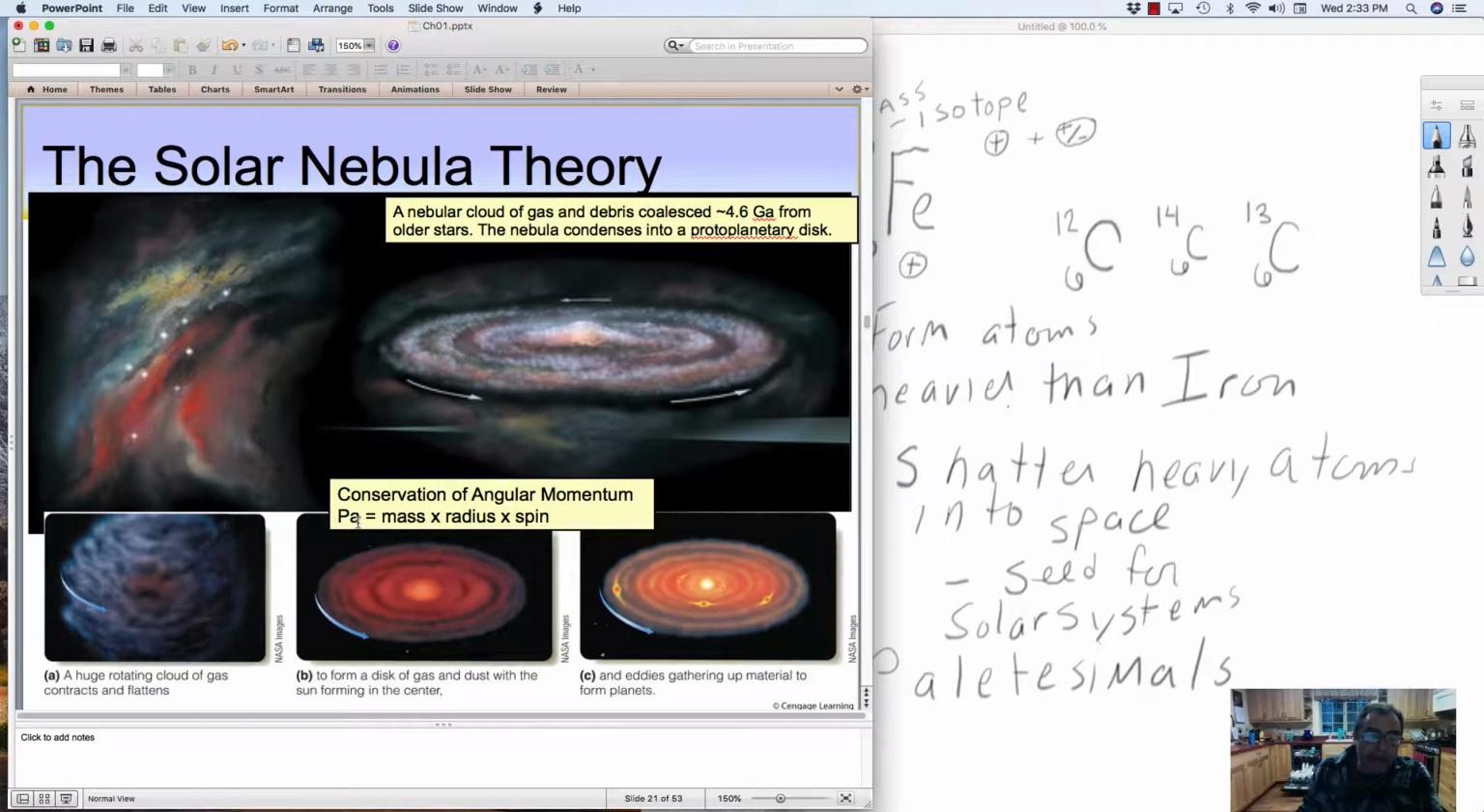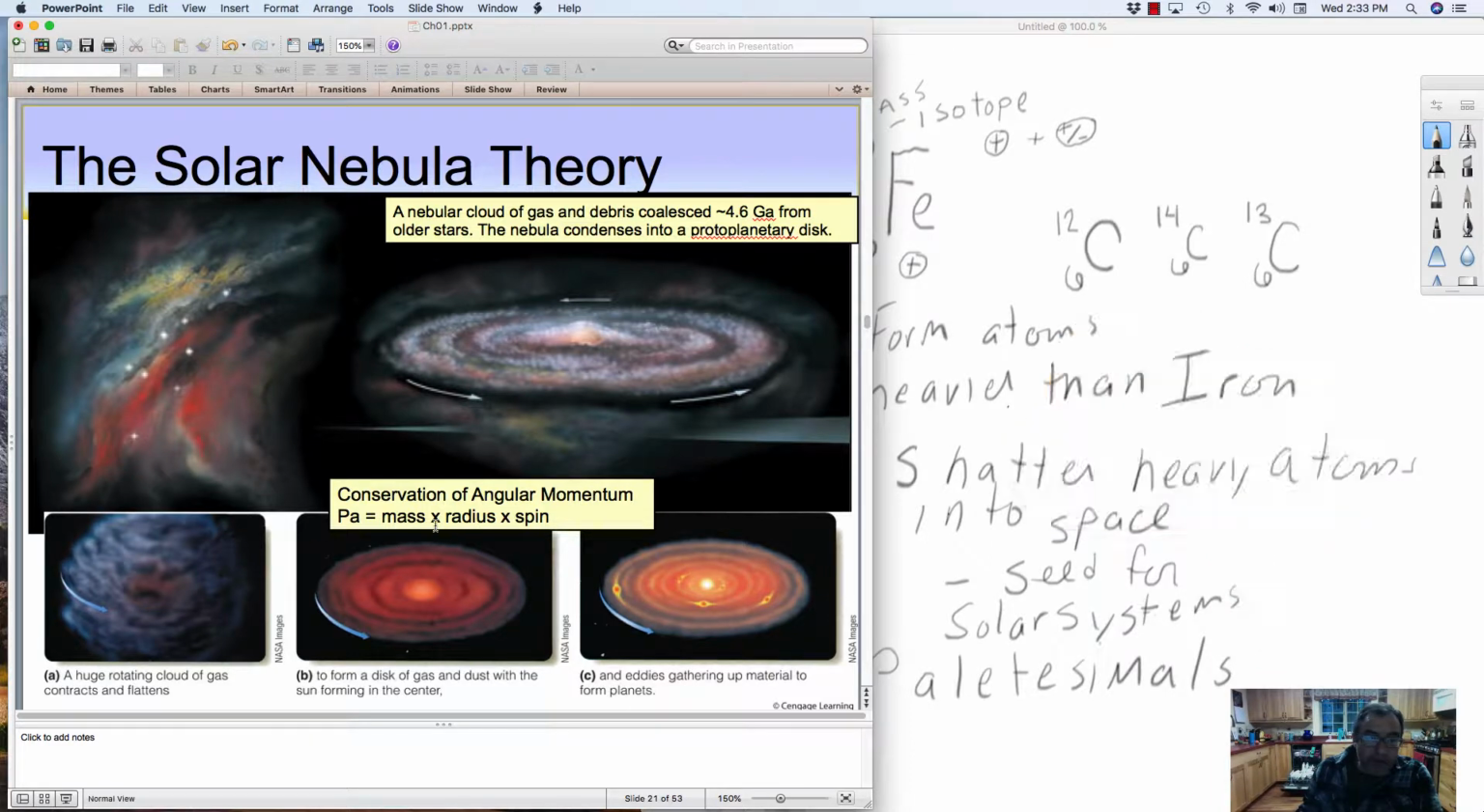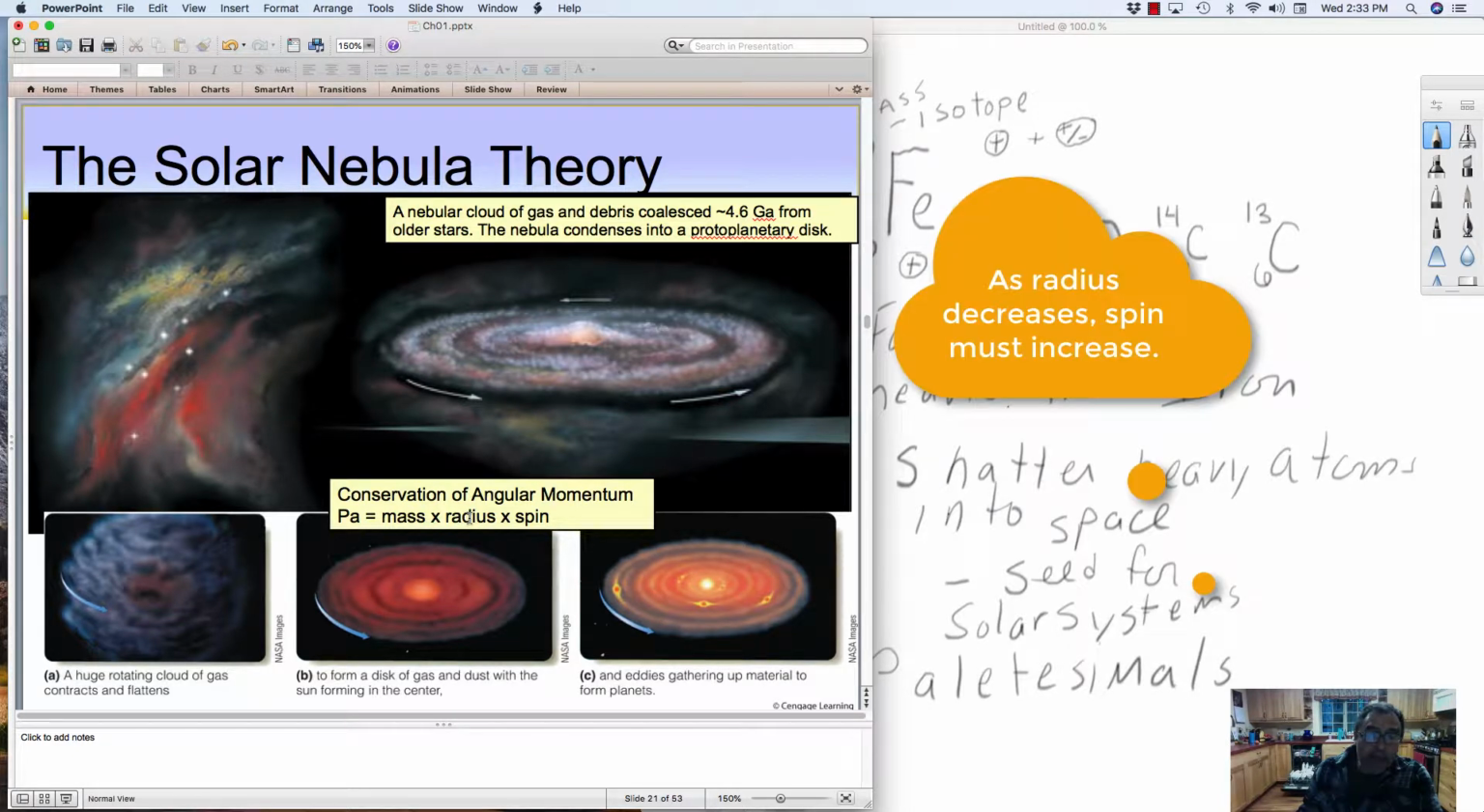So this is angular momentum, and that cannot change. We know the mass is constant. Whatever we started with, we haven't changed. That's our solar system. But gravity is decreasing the radius. And when we decrease that radius, that means we have to increase the spin in order to keep this constant, because we can't change that. So as this one goes down, the spin has to go up. It has to go faster.